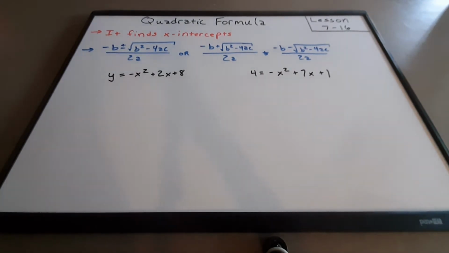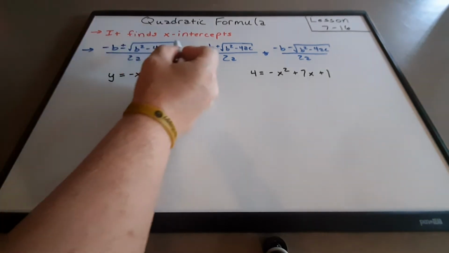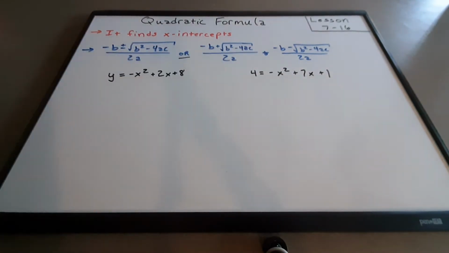What we have is this big long formula: negative b plus or minus the square root of b squared minus 4ac, all over 2a. I don't recommend doing the problem as one big problem. I recommend breaking it into two.